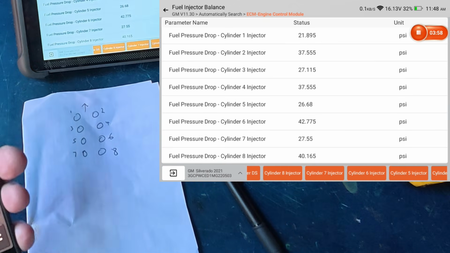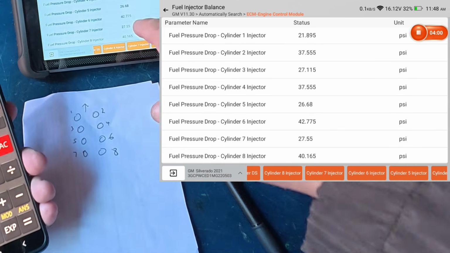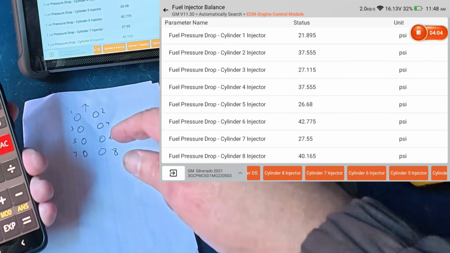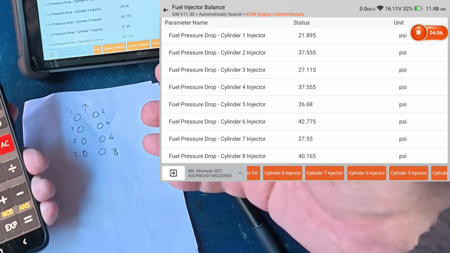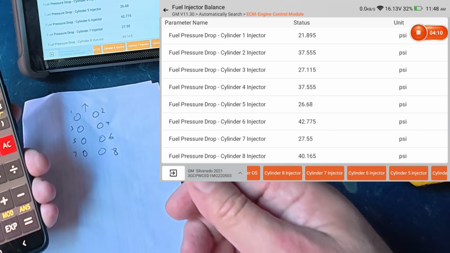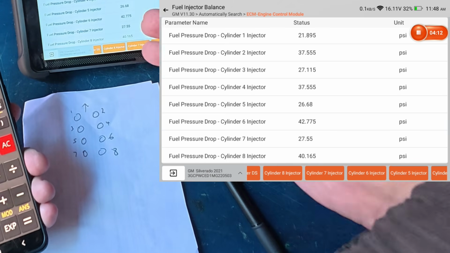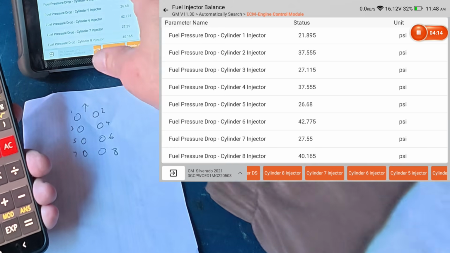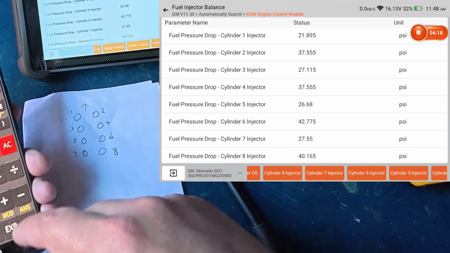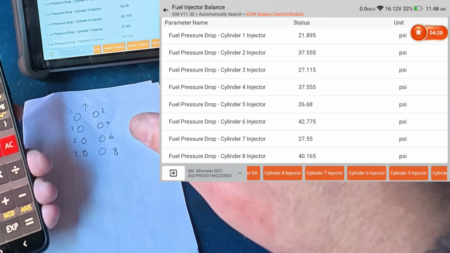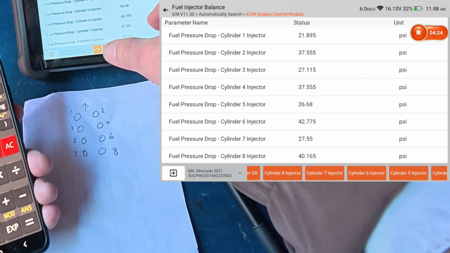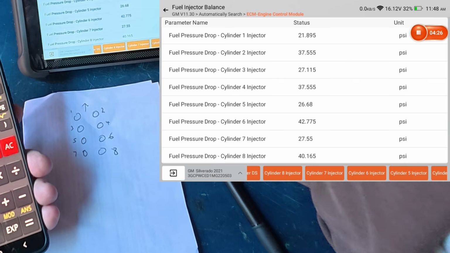So, okay, what we're going to do now is take this calculator, and I'm going to do bank 1, and then we'll do bank 2. And what we're looking for is the average pressure drop on each bank. So first, I'm just going to call cylinder 1, I'm going to call that 22. I like simplicity. So instead of getting all into the 0.895, I'm just rounding it.